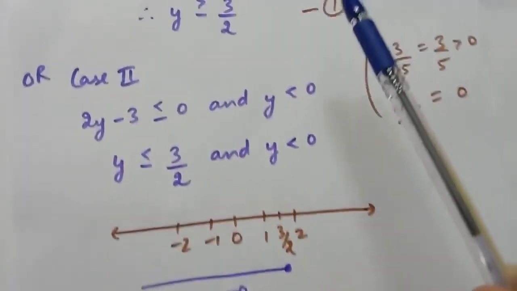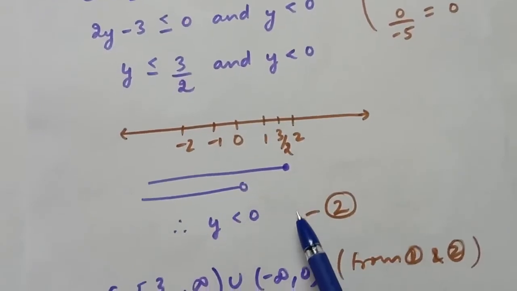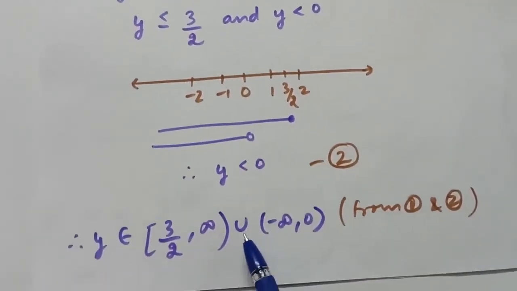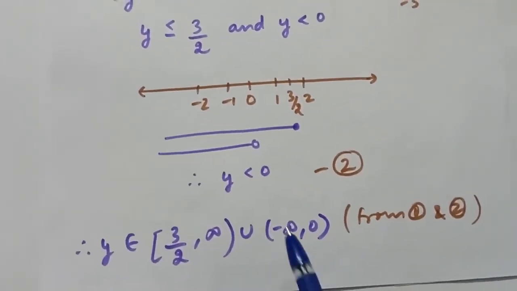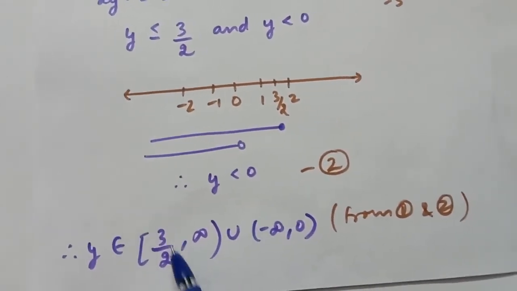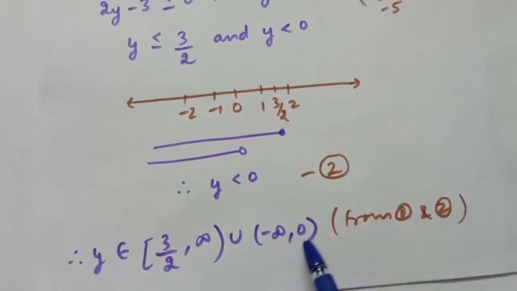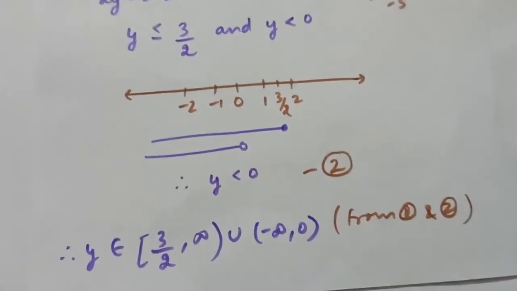Now see, from first and second, these two results we will take the union, because case 1 or case 2 is there. So OR means union. So y belongs to 3 by 2 to infinity union less than 0, meaning minus infinity to 0. Clear?